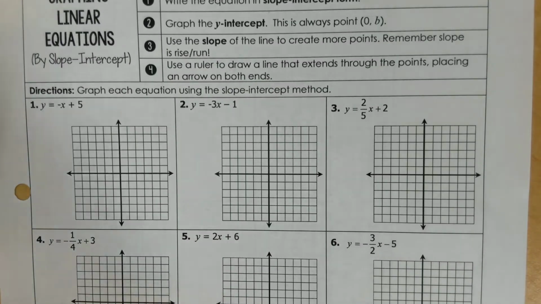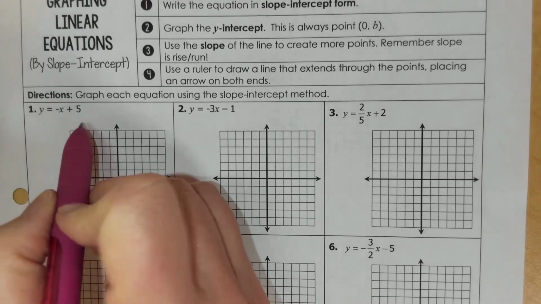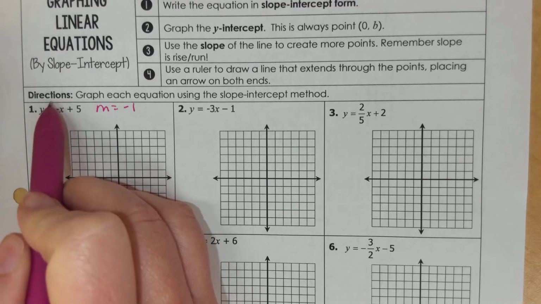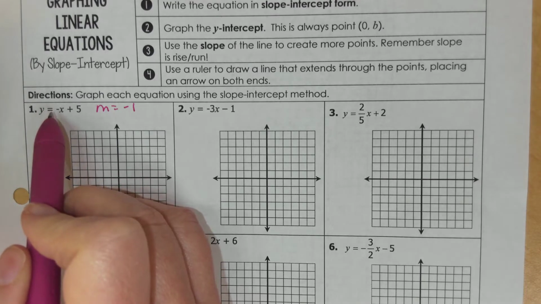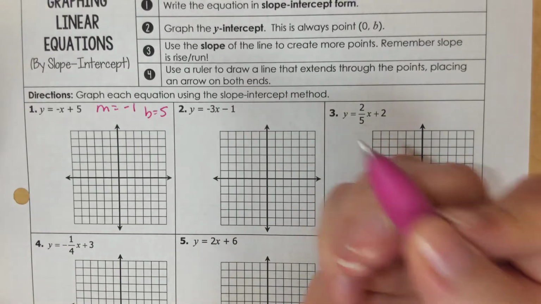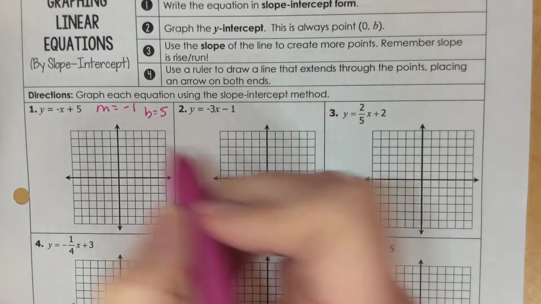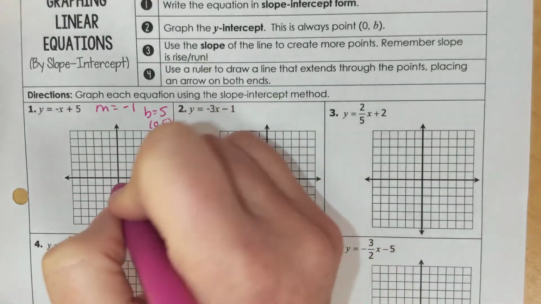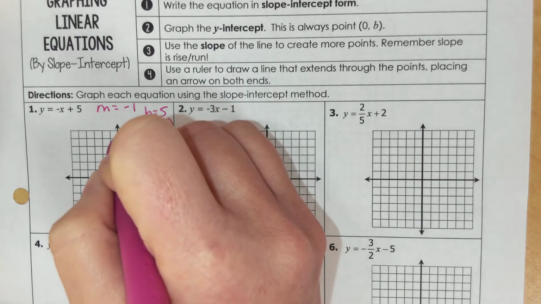So this first example, it's in slope-intercept form. Our slope is -1. Remember, when there's not a coefficient there, it's understood to be 1. And in this case, it's a -1. And then our b value is 5. So our y-intercept is 5. So the first thing I'm going to do is plot the point (0, 5). That's my y-intercept. So at point (0, 5), I'm going to put a point.